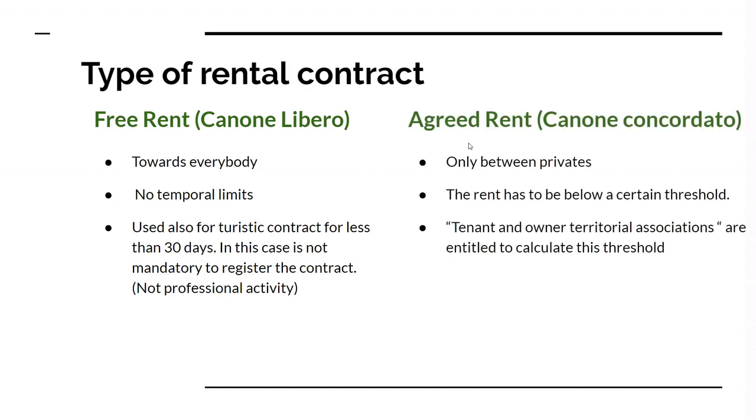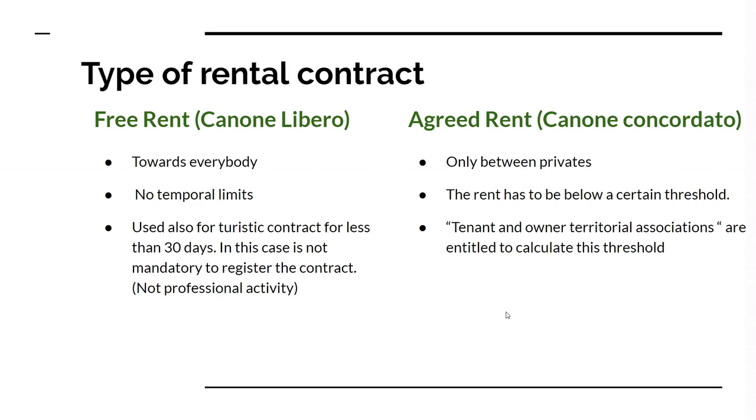Then we have another type of contract called agreed rent, which in Italian is called canone concordato, and this works only between private people, and the rent has to be below a certain threshold. And this threshold is calculated by tenant and owner territorial associations. So there is an entity which is entitled to provide this calculation.